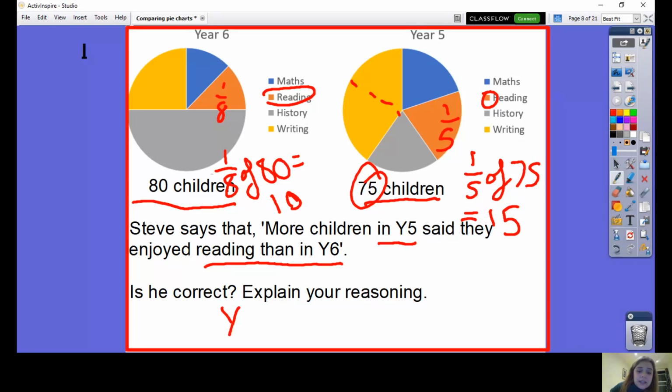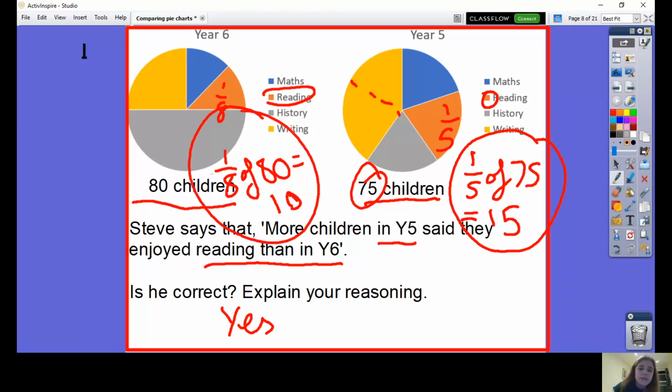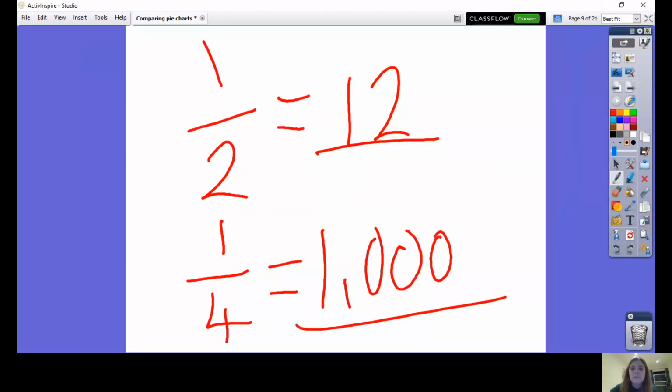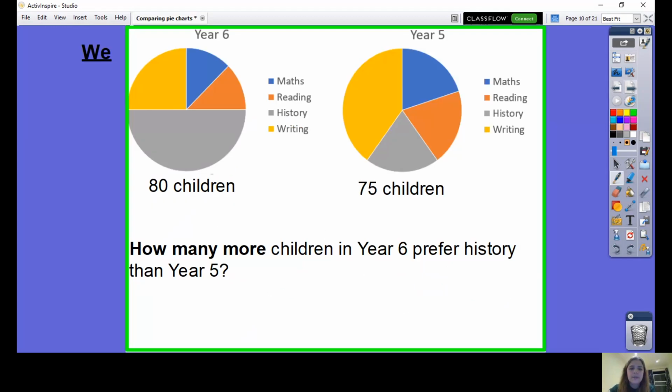Steve is correct, yes, not because 1/5 is bigger than 1/8, but because 1/5 of 75 is bigger than 1/8 of 80. When you're solving these questions, if you're told the number of people in total, you are expected to find that fraction of the amount. Remember, 1/2 is bigger than 1/4, but a half of 12 is much, much smaller than a quarter of 1,000. I'd like you to have a go at this question now.